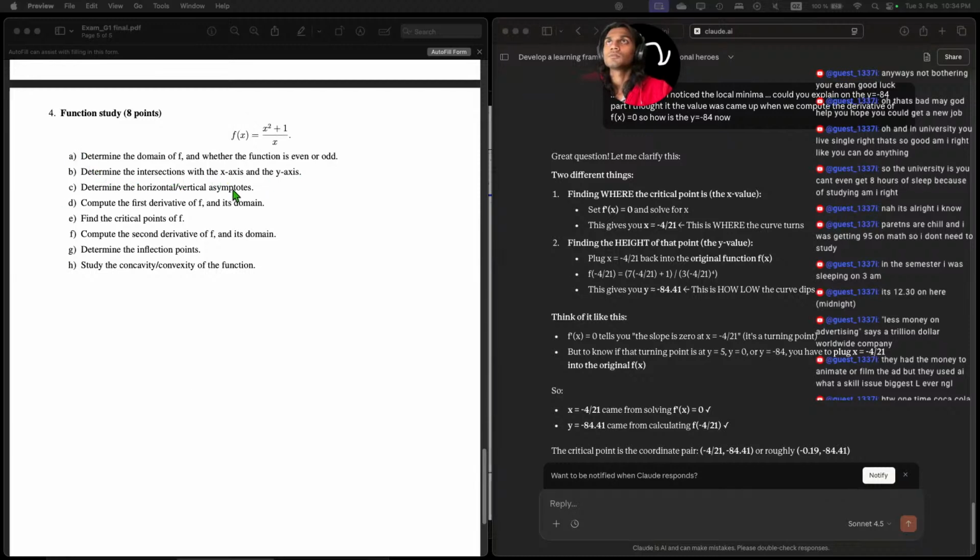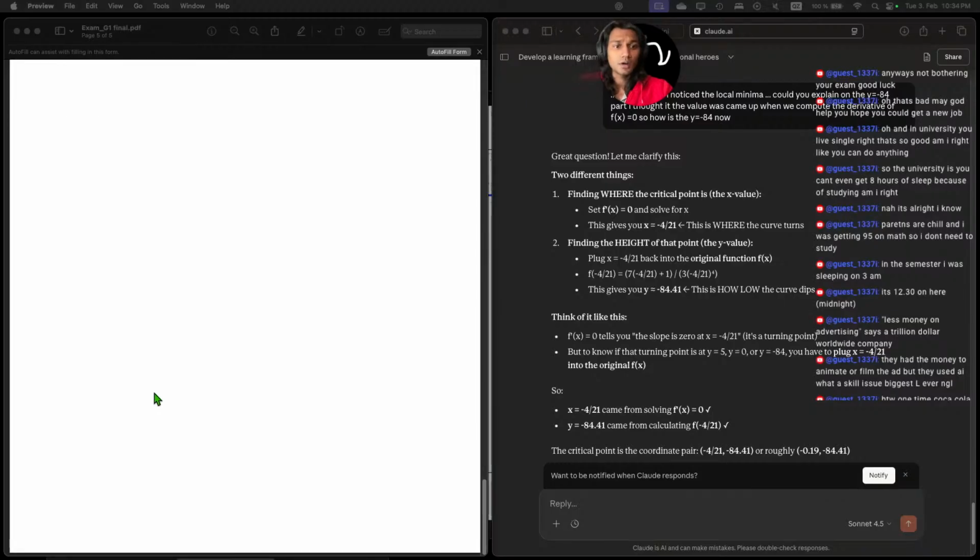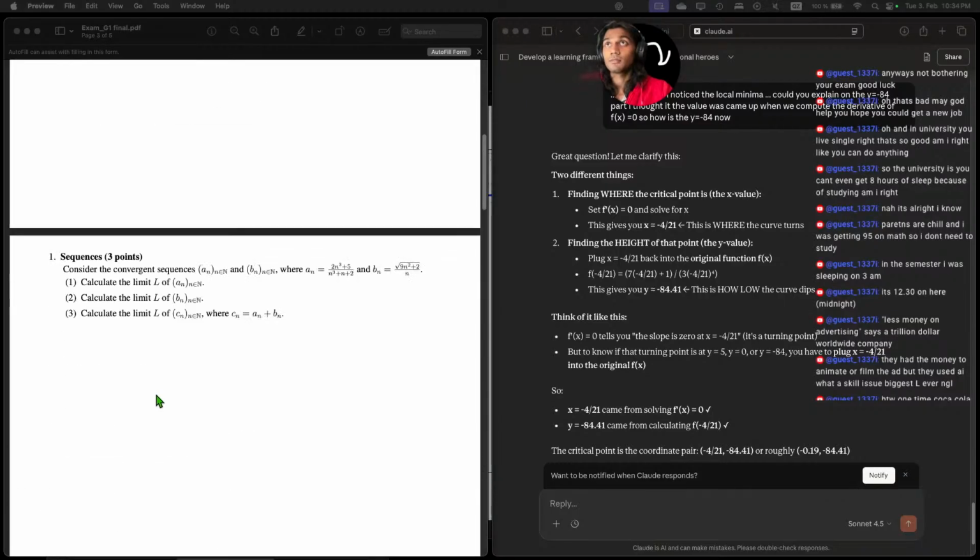Determine the intersection. Determine the horizontal and vertical asymptotes. Compute the first derivative. Find the critical points. Compute the second derivative. Not gonna lie, that was a good exam. That was pretty fun.